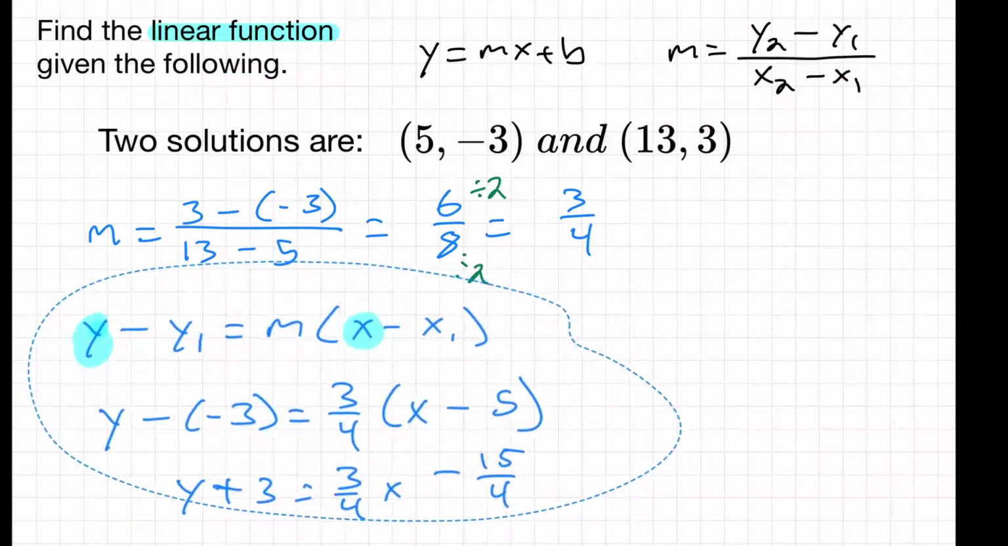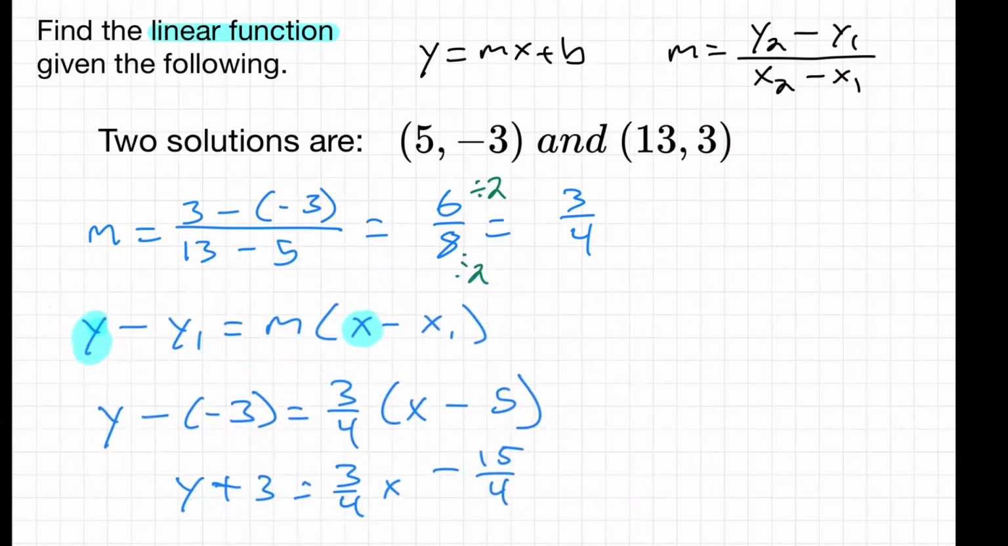Now, am I done at this point though? Oh, now we need to go deal with moving this 3 over here, right? But keep in mind, what am I going to need to combine this 3 with that 15/4? Common denominator, right? My common denominator is going to be 4, right? So what's 4 times 3? All right, so as I go through this, it'll be y equals 3/4x minus 15/4 minus 12/4.